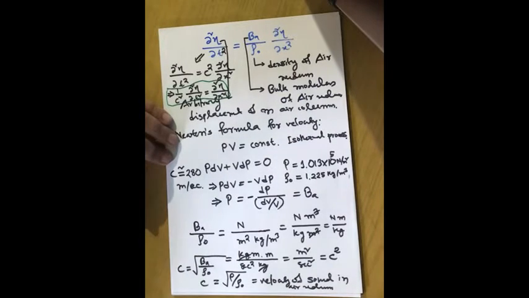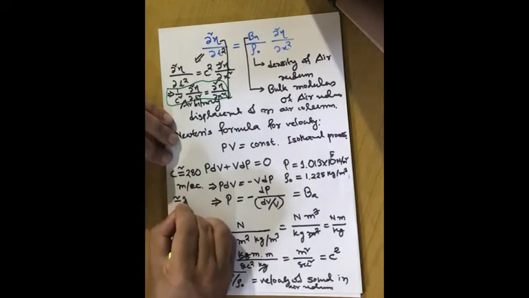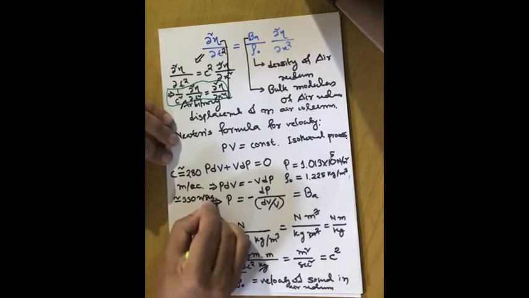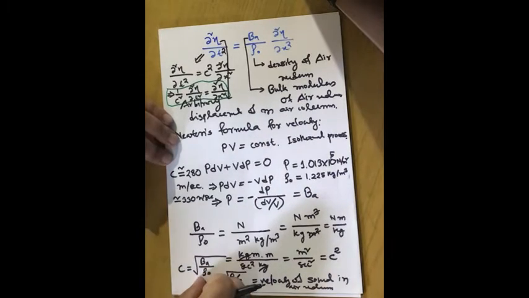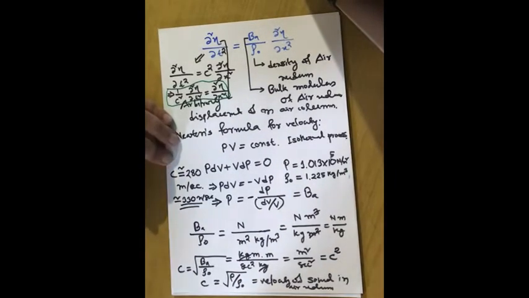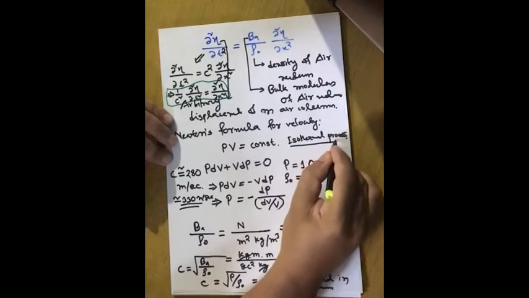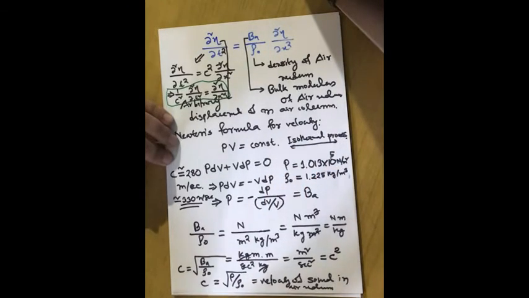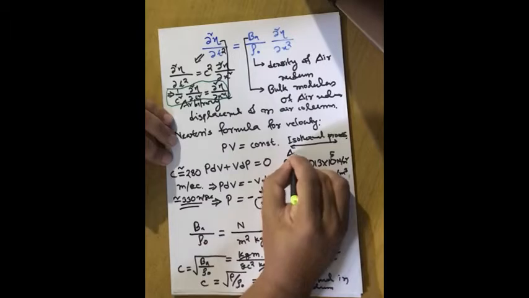Okay, but experiment has shown that the value of the speed of sound in air is almost 330 meters per second. So Newton's formula for the velocity of sound through air medium is a little offset from this experimental value. So there is something wrong with Newton's assumption for the propagation of sound wave through air medium. The problem is that Newton considered the process to be isothermal, but basically it's not an isothermal process, it's an adiabatic process.